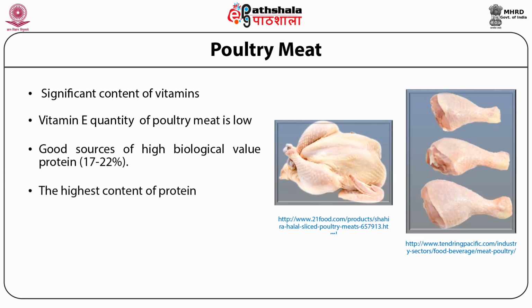The highest content of protein is in chicken breast muscles. Breast muscles contain approximately 22% of proteins, while thigh muscles, which contain more fat, consist of approximately 17.2% of protein. The average protein content in breast and thigh muscles is 20.73% and 19.10% approximately.